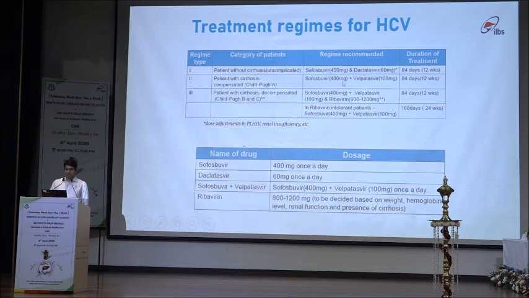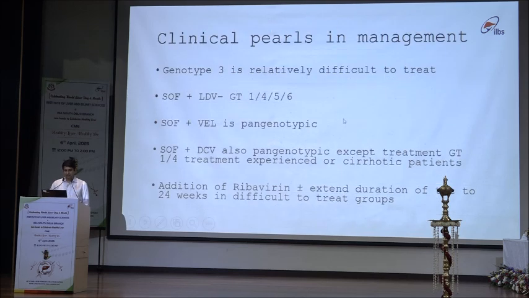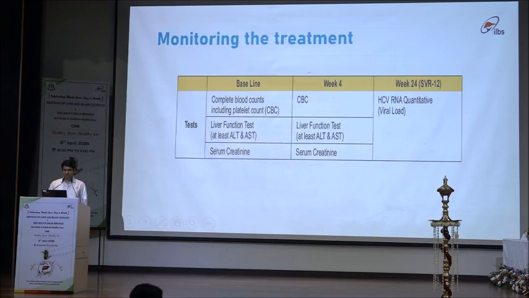Patients with compensated cirrhosis, preferably sofosbuvir and velpatasvir for 12 weeks. Patients with decompensated cirrhosis, we can add ribavirin, a weight based dose of ribavirin, for 12 weeks. Genotype 3 is relatively difficult to treat. Sofosbuvir and ledipasvir are effective against genotype 1, 4, 5, and 6. Sofosbuvir velpatasvir is a pan-genotypic drug, and daclatasvir is also a pan-genotypic drug, but is not effective against genotype 1 and genotype 4.